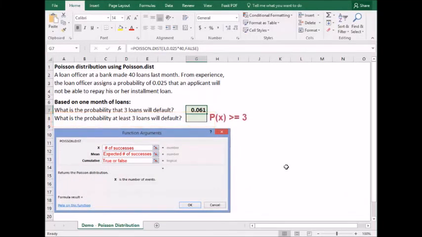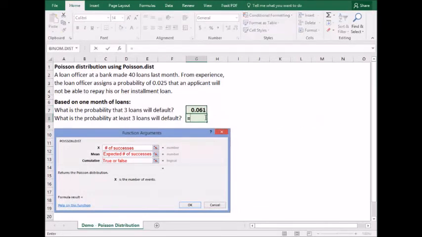The next question asks, what is the probability of 3 or greater loans defaulting? So we are seeking greater than or equal to. Cumulative will tell us less than or equal to. We can find the probability of 2 or fewer loans in default, and then subtract that from 100%, which will tell us the probability of 3 or greater being in default. Let's compute it directly in the cell.